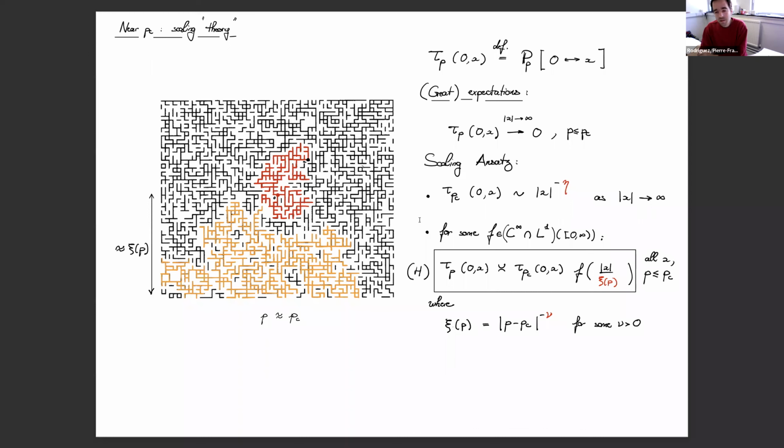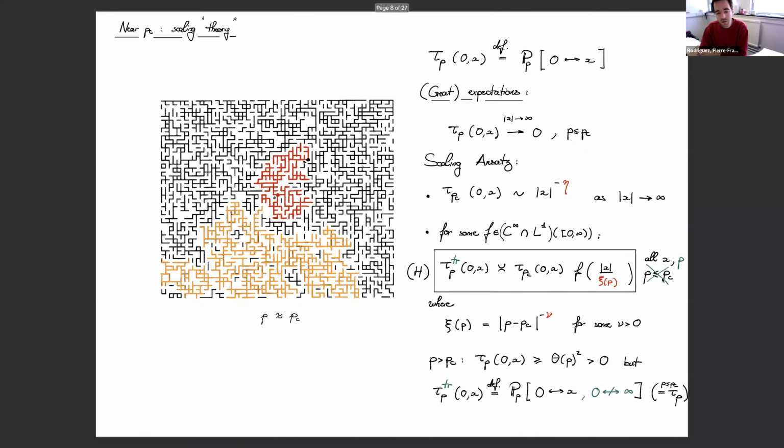Okay, so now let me do a little something, because here we've only been talking about p less than or equal to pc, and I want to talk about all p's at once. If I start to go above pc, then this 2-point function tau p does not decay at all. In fact, by something called the FKG inequality, you can easily see that it's bounded away from 0. So the way to fix this and treat both regimes, less than pc and bigger than pc, simultaneously and symmetrically, is to introduce a truncation. You look at the probability that 0 is connected to x, but not to infinity.